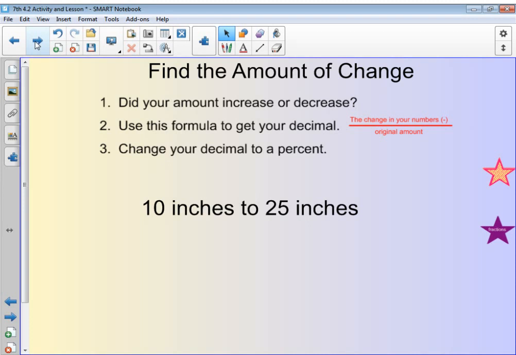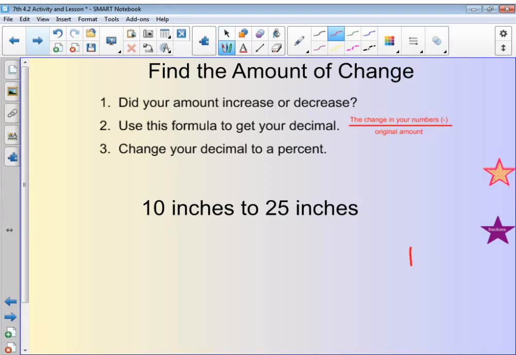So here, the first question I'm going to ask myself when I look at this and I've got 10 inches to 25 inches, maybe we're talking about snow. I had 10 inches of snow. Overnight it snowed, now it's 25 inches. And I want to find out, did it go up or down? So obviously that would be an increase.